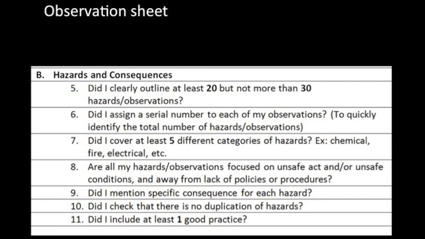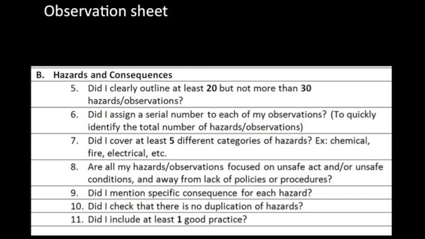Did I cover at least 5 different categories of hazards? For example, did I talk about chemical hazards, physical hazards, electrical hazards, a couple of hazards each? Are all my hazards or observations focused on unsafe acts and unsafe conditions, and away from policies or procedures? Let's say, for example, you're not supposed to talk about lack of policies in your observation sheet. This is something more of an audit rather than an inspection.